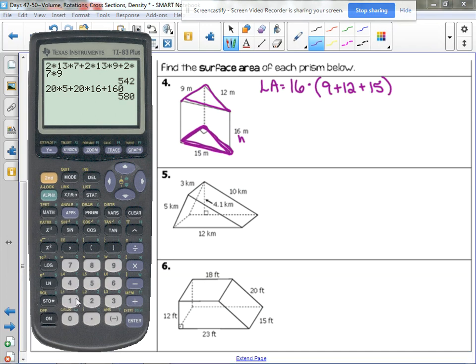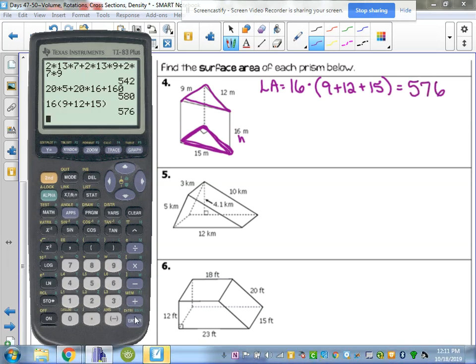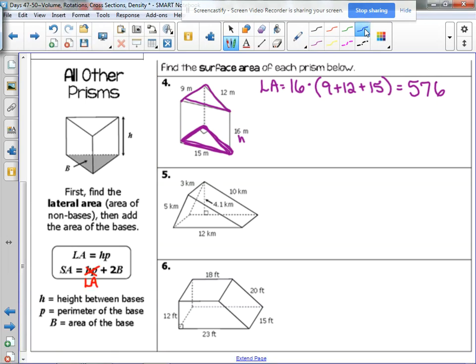So our lateral area is 16 times 9 plus 12 plus 15. It's 576. That is our lateral area. Now, really what you've done is you have just found the area of those 3 rectangles, the 15 times 16, the 12 times 16, and the 9 times 16. You just did it in kind of a shorter, more condensed way. Now we need to find the area of the base.